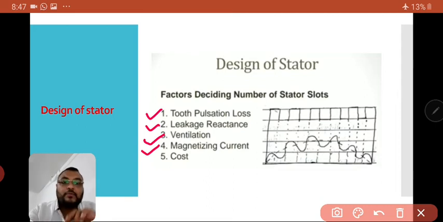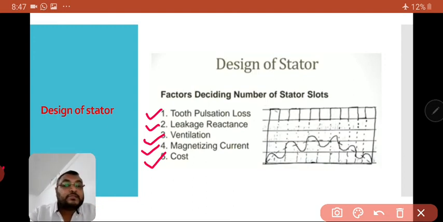So the last one is the cost. How do we design the three-phase induction machine cost effectively? With a larger number of slots, there are a larger number of coils to wind, insulate and install, involving higher cost. If we use a larger number of slots in the winding, a larger amount of insulation is going to be used, so that kind of machine becomes a costly deal.